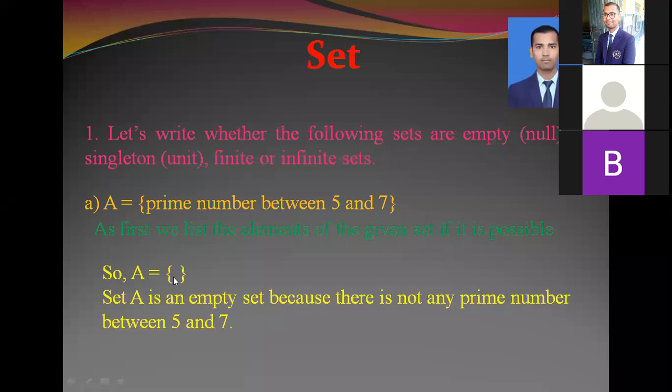So A is equal to empty curly brackets, because there is no prime number between 5 and 7. There is a number 6 which is a composite number. That's why set A is empty. So we can write: set A is an empty set because there is not any prime number between 5 and 7. So set A is an empty set.